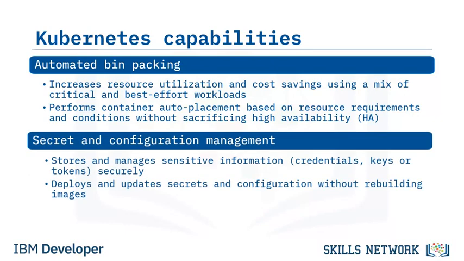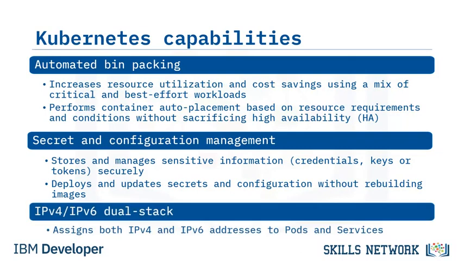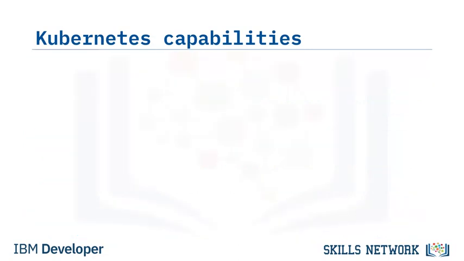Kubernetes includes secret and configuration management of sensitive information, including passwords, OAuth tokens, and SSH keys, and handles deployments and updates to secrets and configuration without rebuilding images. And Kubernetes assigns both IPv4 and IPv6 addresses to pods and services.